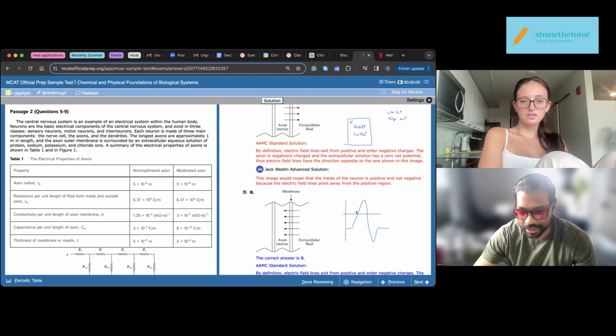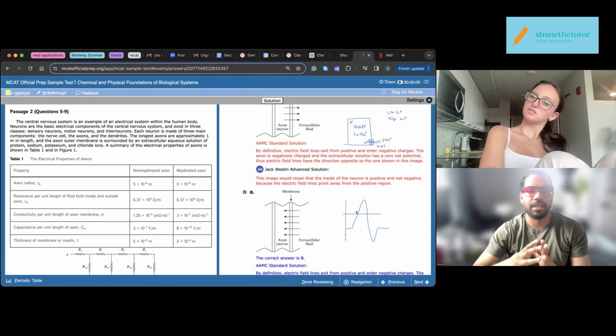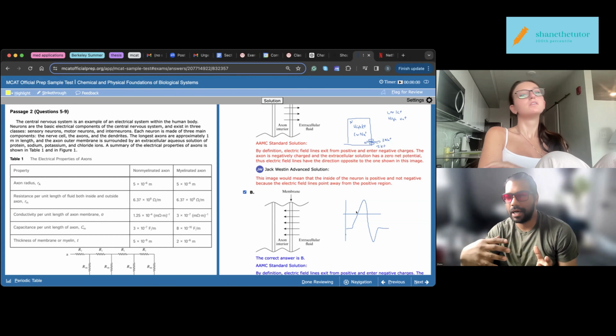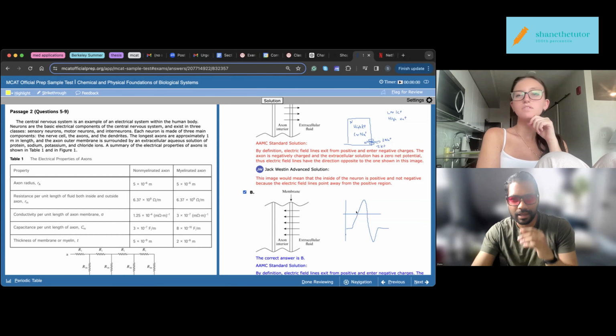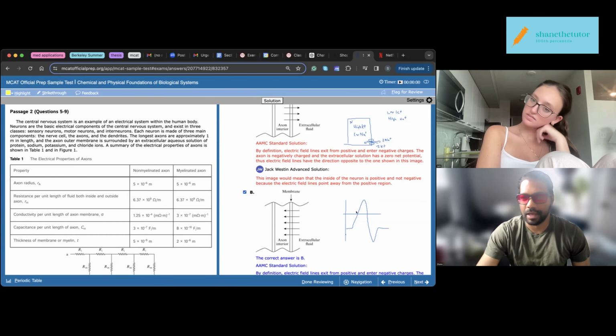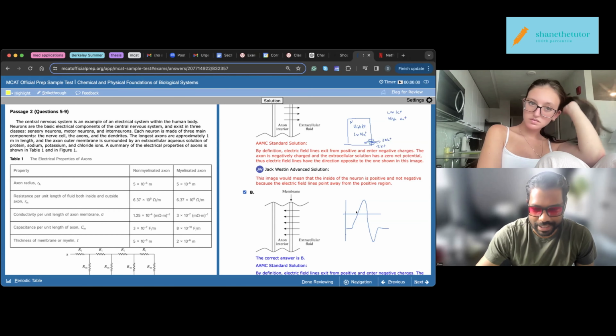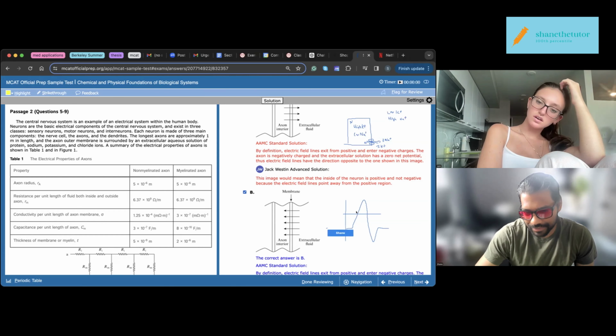However, it does not happen like that because of a sodium potassium pump. What that does is it takes in two potassium ions and it spits out three sodium ions. So that means it's overall losing a positive charge, which means a neuron's resting membrane potential is around negative 70 millivolts down here.